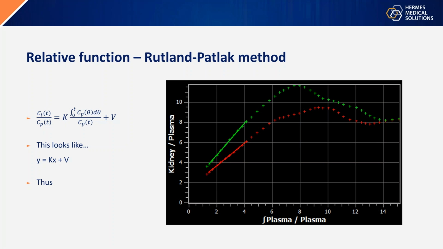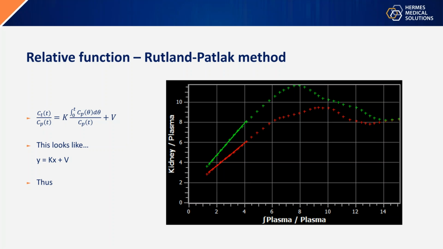So the one I'm showing you right now is the right and left kidney for a single patient. So when using the Patlak method, we have to be very careful to only stick to the initial linear part of the curve, because otherwise we would break these assumptions. So it is not a very complicated method either.